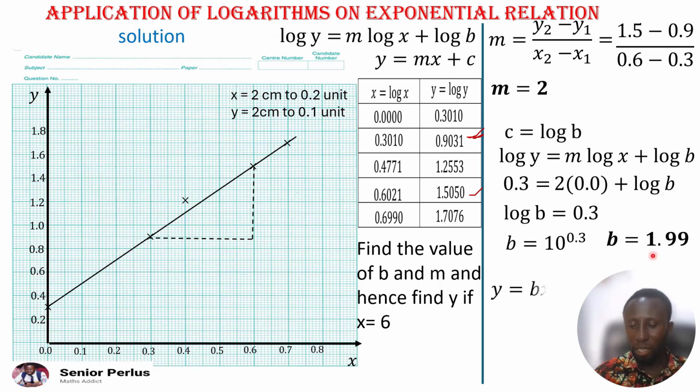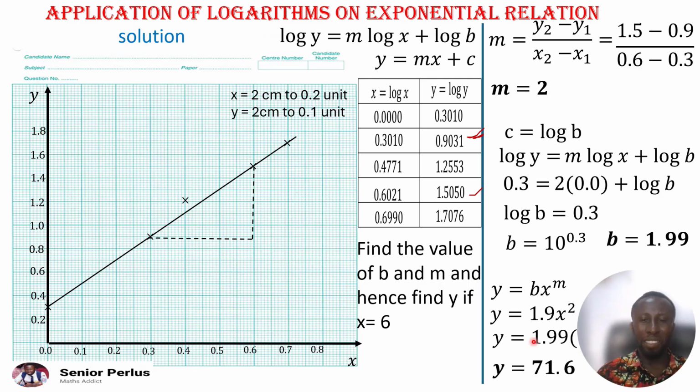Since I know the m and the b, the equation, my b is this, and my m is 2. Very true. And they say we should find y if s is 6. So s is 6 here. Just do the substitution in here. So 6 squared, 36, so 1.136, we can find this. Therefore, your y is very easy.